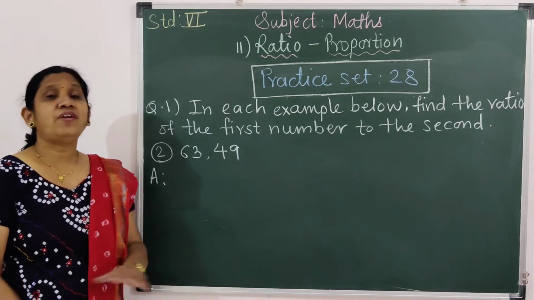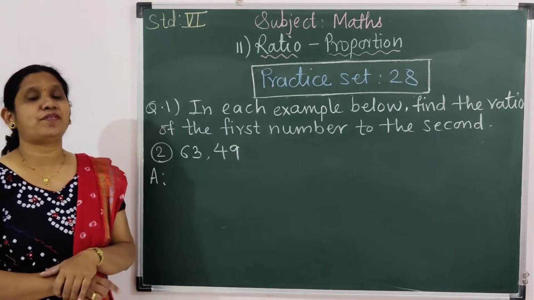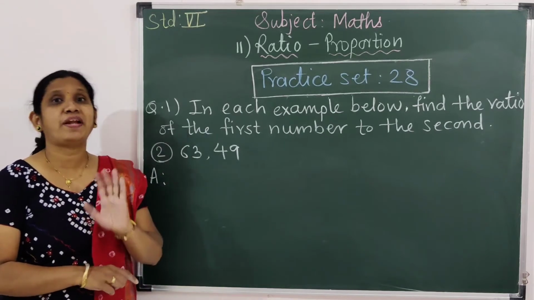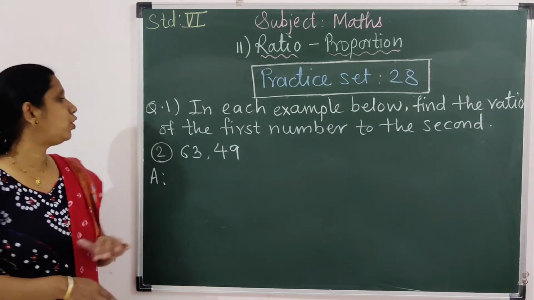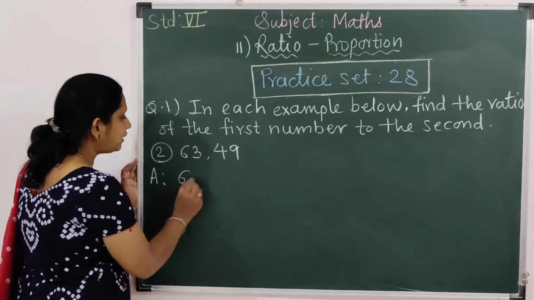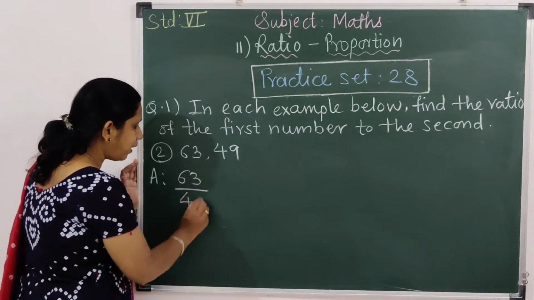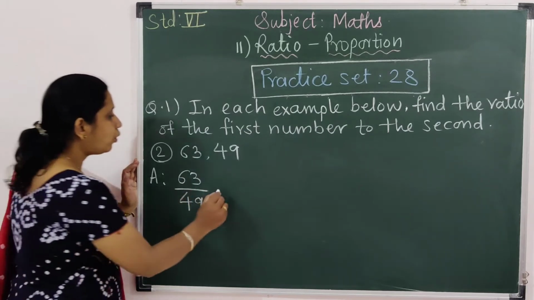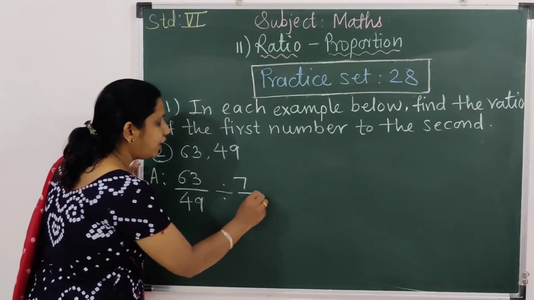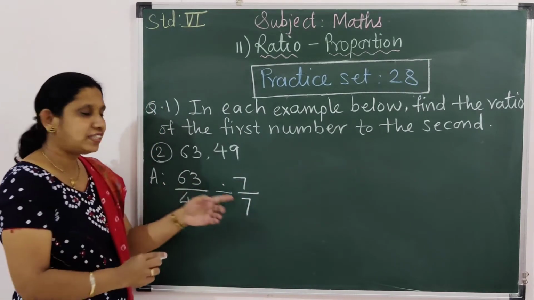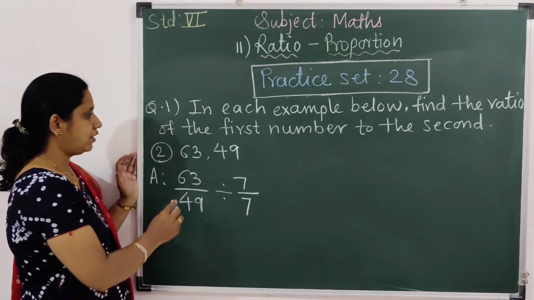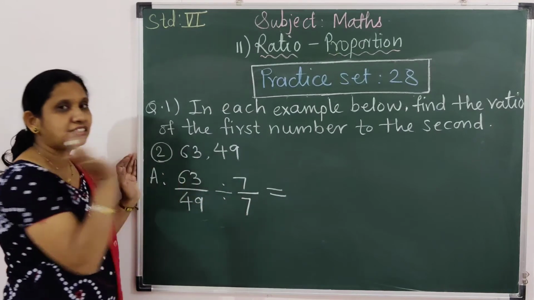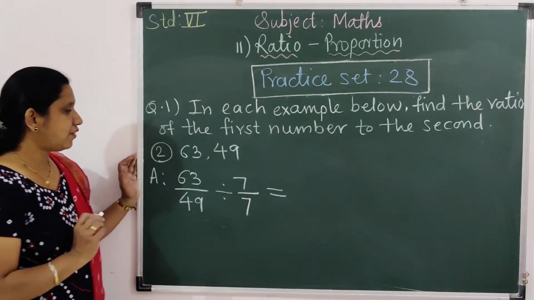Now here we cannot use any test of divisibility, because both the numbers are present only in the table of 7. So how to write: 63 divided by 49 or 63 upon 49. Both the numbers are divisible by 7 or present in the table of 7. So I have divided in the numerator as well as in the denominator by 7.